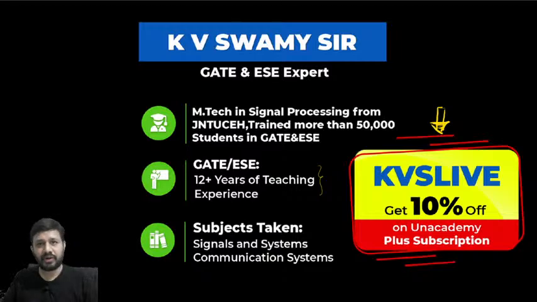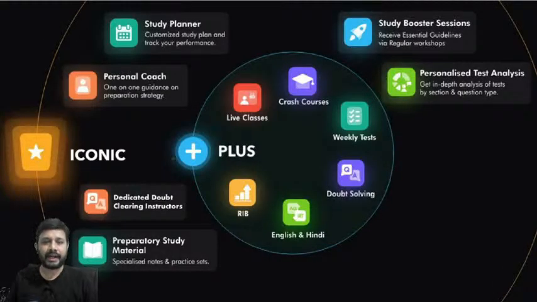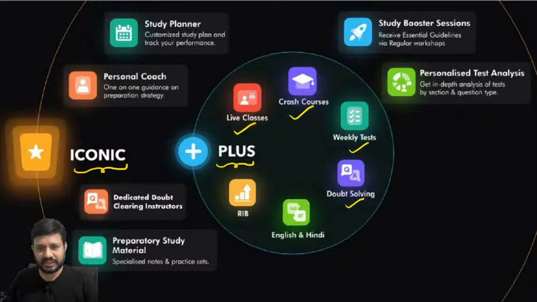First of all, we'll observe what are the various courses for GATE we are having in Unacademy. Basically, we are having two types of subscriptions, namely the Plus subscription and the Iconic subscription. In the Plus subscription, the student will be exposed to live classes, crash courses, weekly tests, doubt solving sessions, and batches are conducted in both English and Hindi. If a student is not comfortable with English, he can take the batch in Hindi, and if a student is not comfortable with Hindi, he can take the batches in English from his choice of educator. And we have rank improvement batches as well.